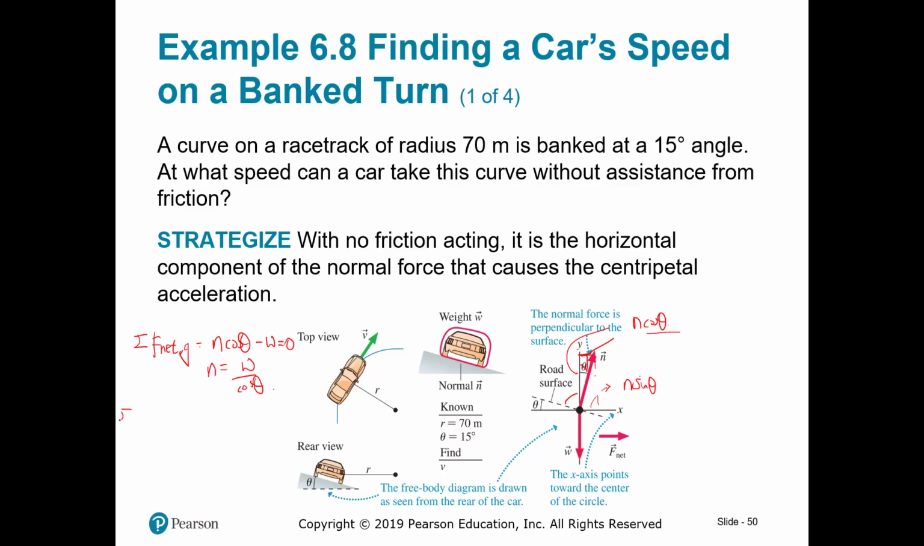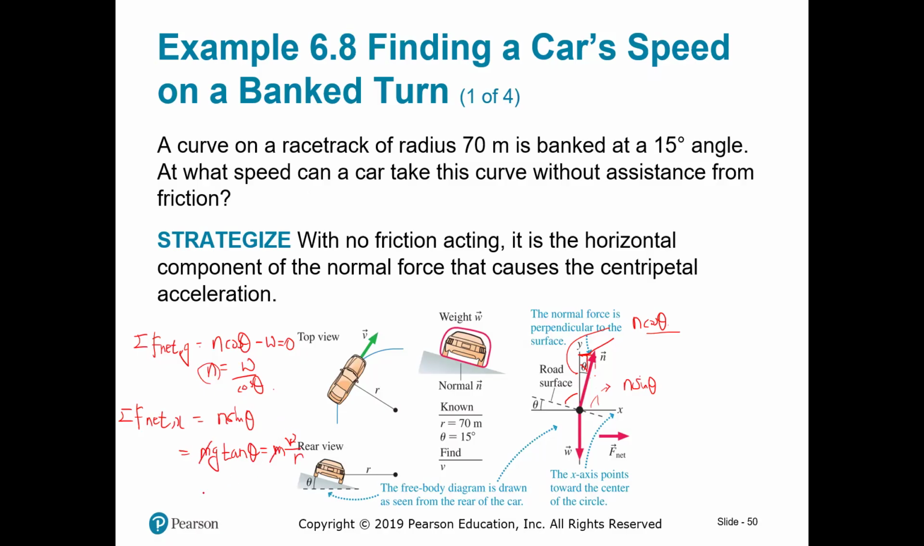Now again you can set the second equation, F net x. N sine theta is the only force, but N is W over cosine theta, so I will replace this value here directly. That is W sine theta over cosine theta, which is tangent theta. W is mg, so this is mg tangent theta. And this force is what? m v squared over r for the circular motion. Now you see we cancel m.